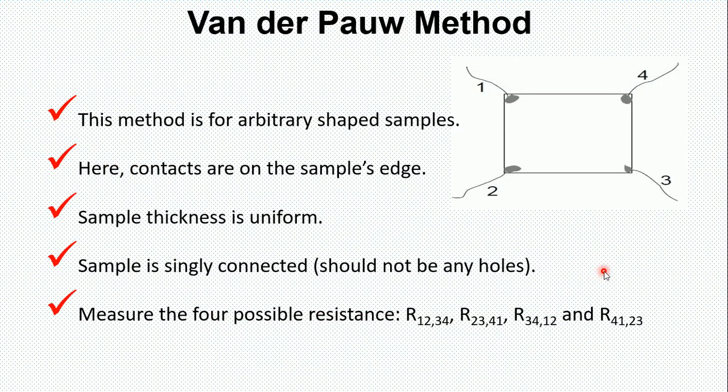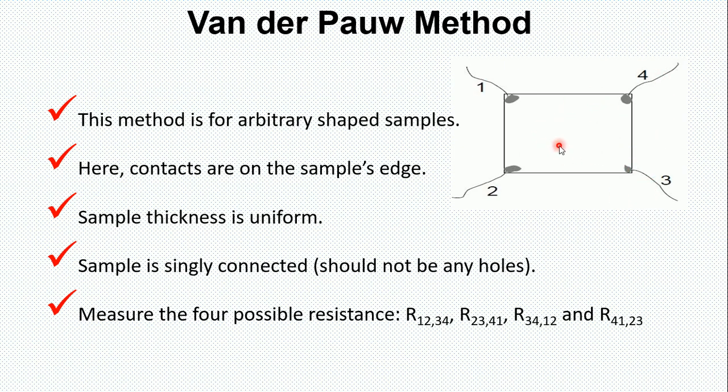There is one more resistance measurement process, that is the van der Pauw method. Here, as you can see, this is a rectangle kind of sample structure. Four edges are connected using 4 wires. This method is another kind of 4-point measurement process. Some assumptions are that this method is for arbitrary shaped samples, the contacts are on the sample edge, the sample thickness should be uniform, and the sample is singly connected, that means there should not be any holes inside the sample.